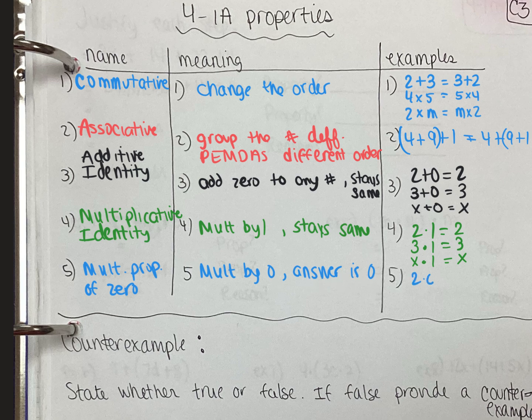So 2 times 0 is 0. 3 times 0 is 0. X times 0 is 0. Anything multiplied by 0 is 0.